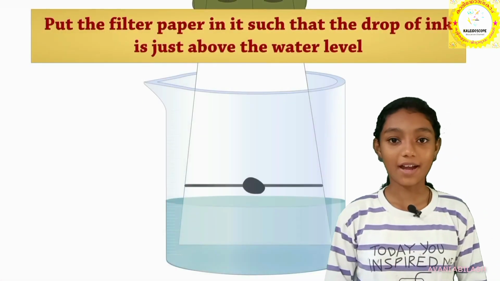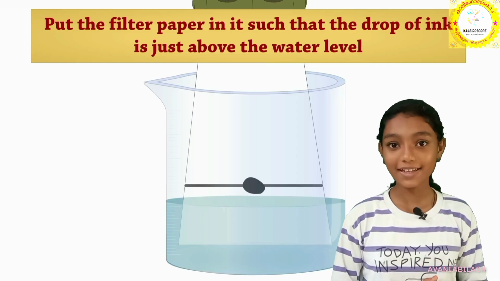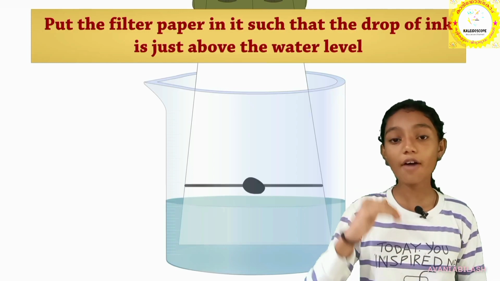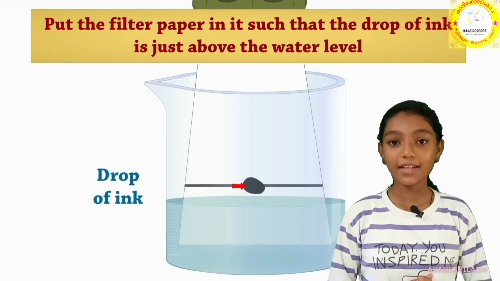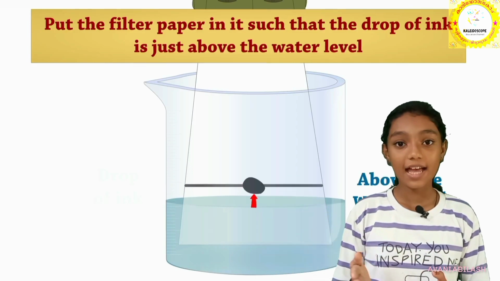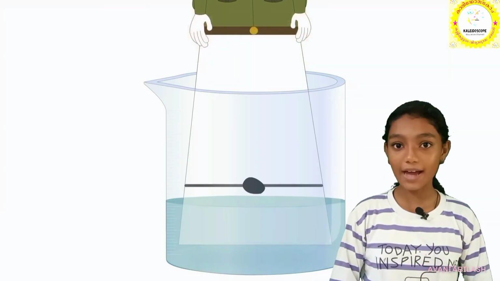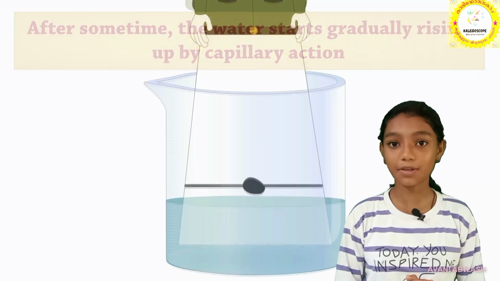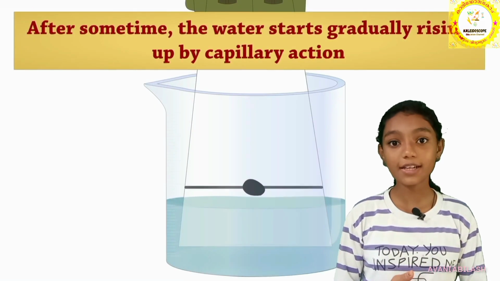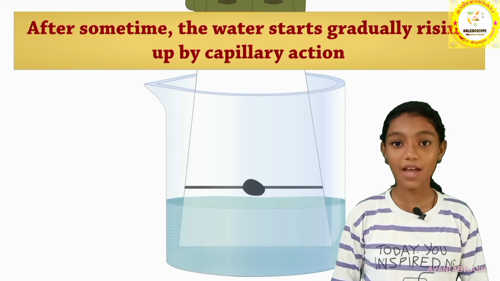Take a filter paper and put a drop of black ink in it, and then take a jar filled half with water and put the filter paper inside the jar such that the level of water is just below the drop of black ink. After some time, you can see that the water level rises up gradually due to capillary action.